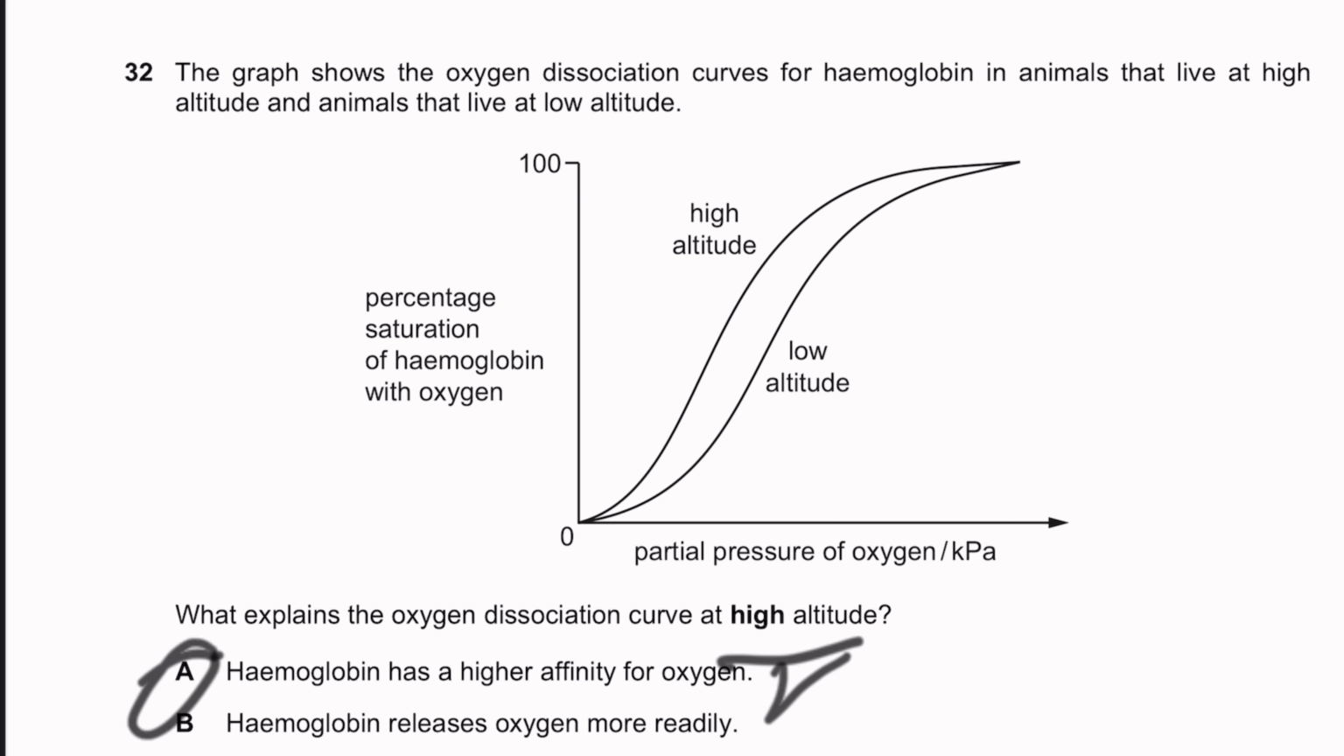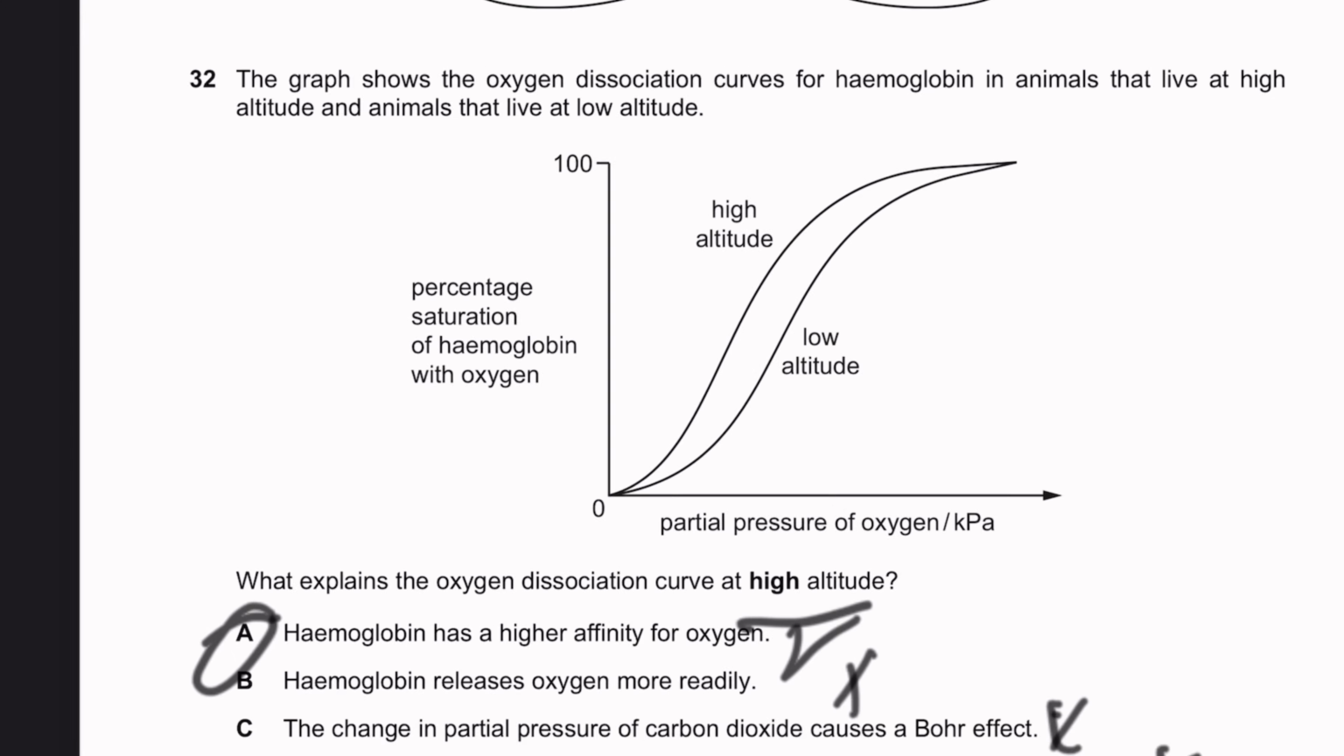Okay, hemoglobin releases oxygen more readily. No, obviously not. Okay, the change in partial pressure of carbon dioxide causes a Bohr effect. No, the decrease in percentage of carbon dioxide causes the curve to shift to the left. No, because there's a decrease in both percentage of carbon dioxide and oxygen. So it's not just that carbon dioxide is the major factor here, it's not.